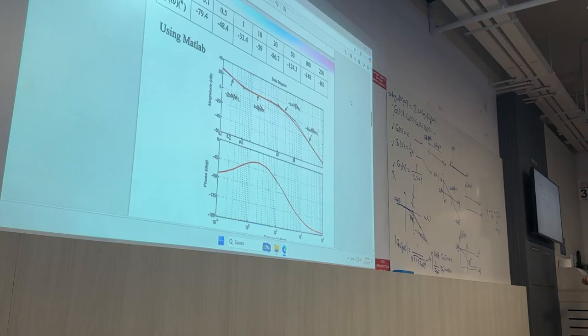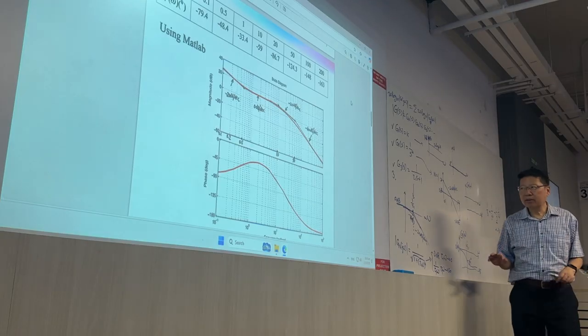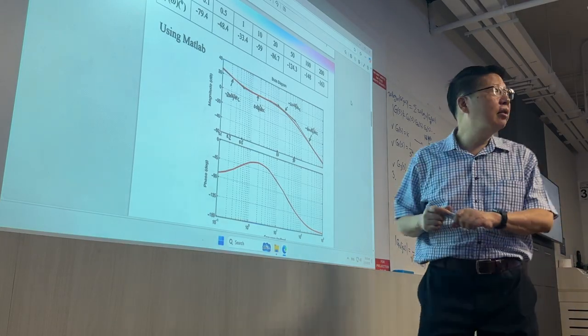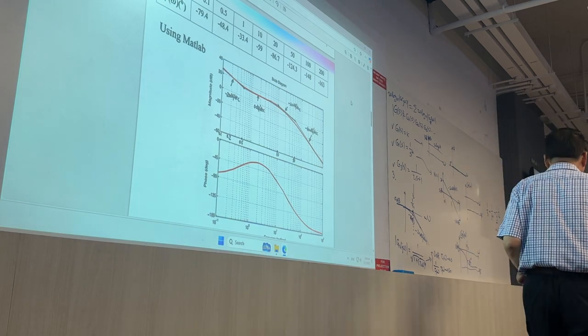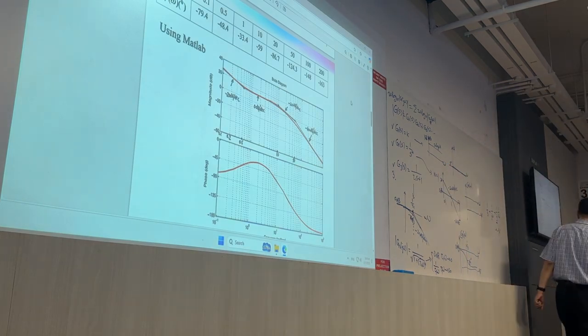Here you see it's using MATLAB. We don't do this, and we only do one. I brought it over here.